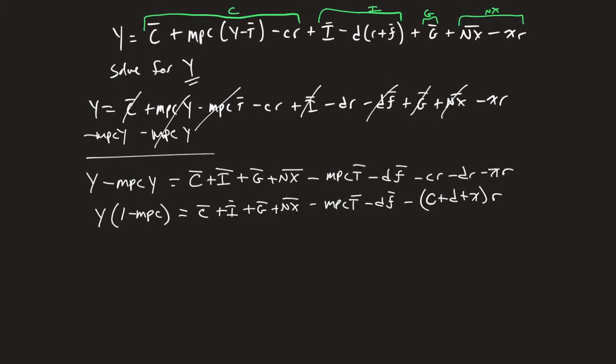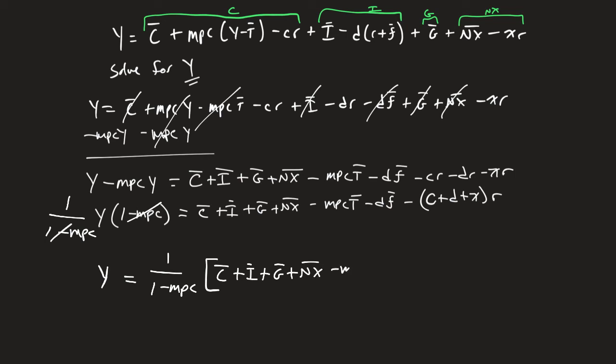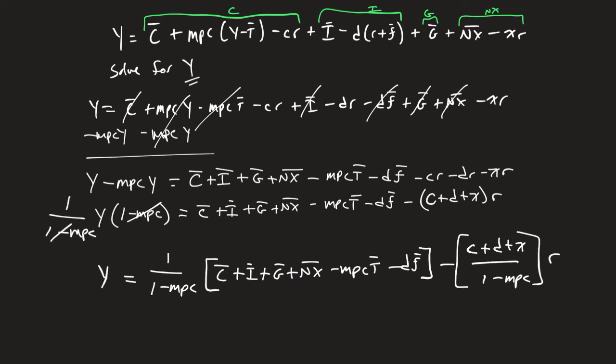And what are we going to do? We're going to multiply both sides by 1 over 1 minus MPC, which will get rid of that and leave us with Y equals. Multiplying the first part by 1 over 1 minus MPC, I'm left with C bar plus I bar plus G bar plus NX bar minus MPC T bar minus D times F bar. And then I'm going to pull the C plus D plus X divided by 1 minus MPC, and that's going to be times R.